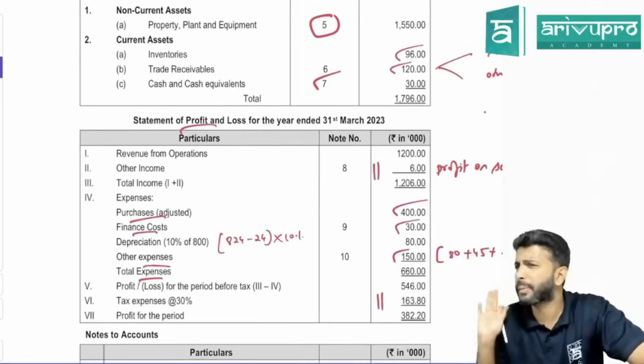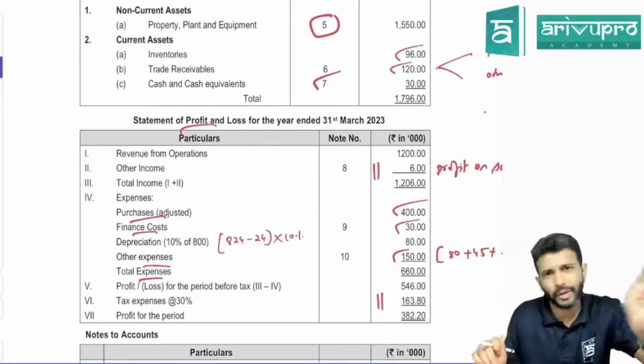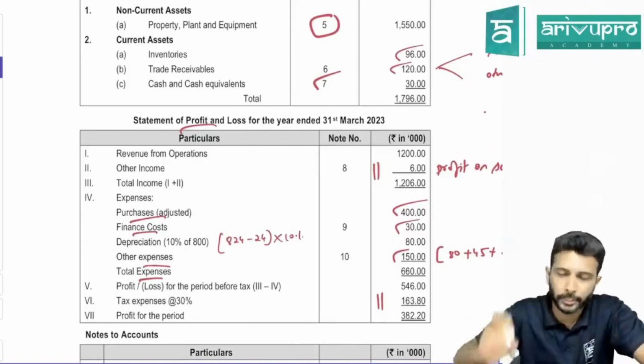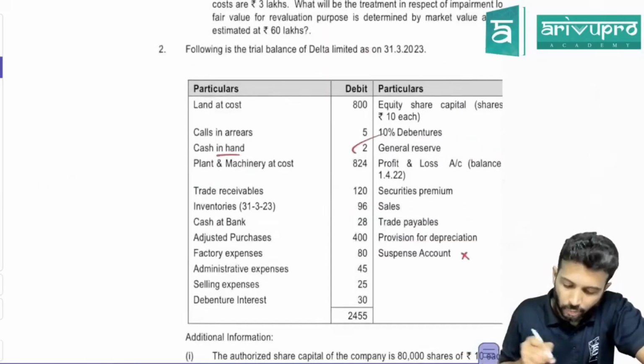If you have more than one item, prepare a note. Otherwise, not required. If you have time, prepare it. Otherwise, not required. It's okay. Yes. All right. Next is what, sir?